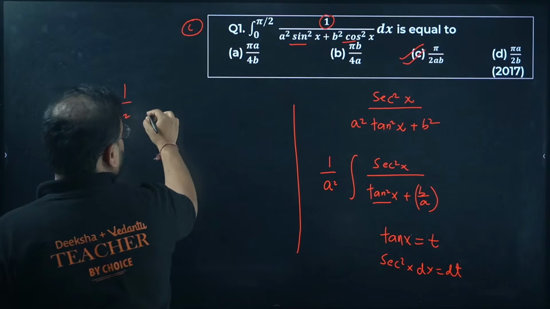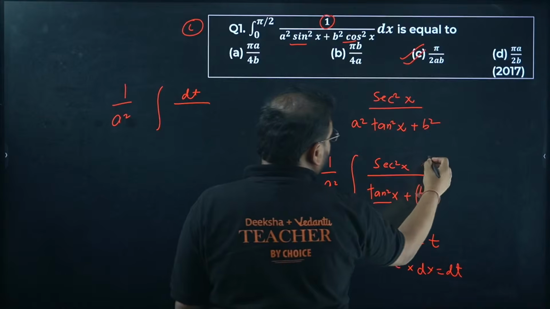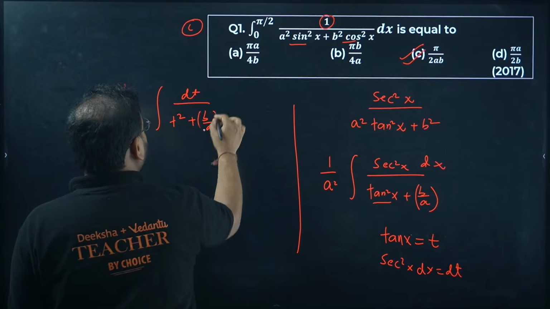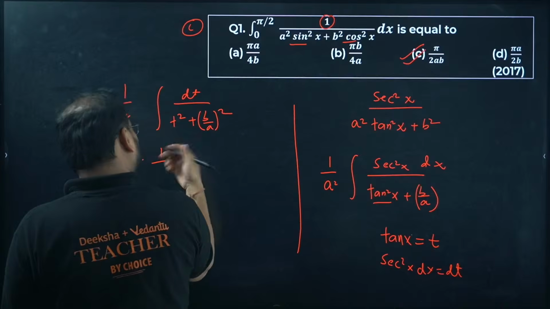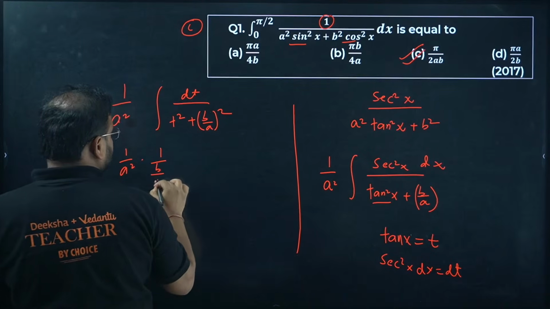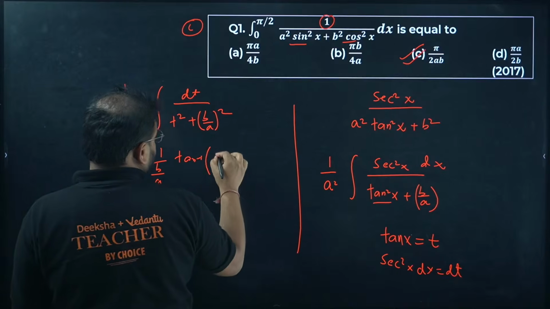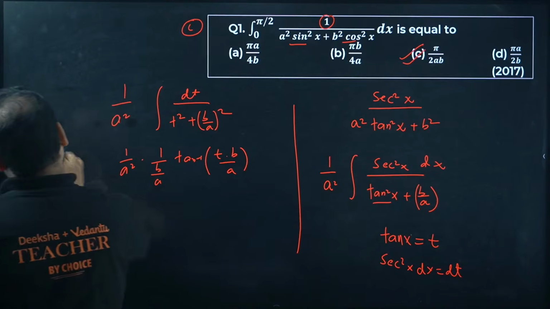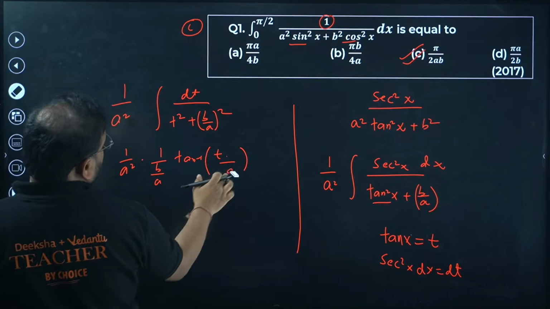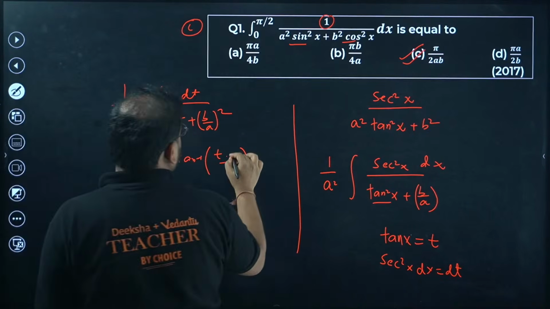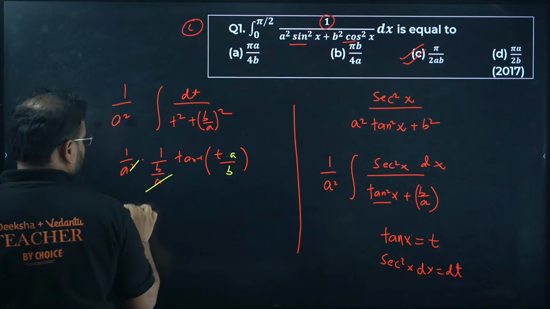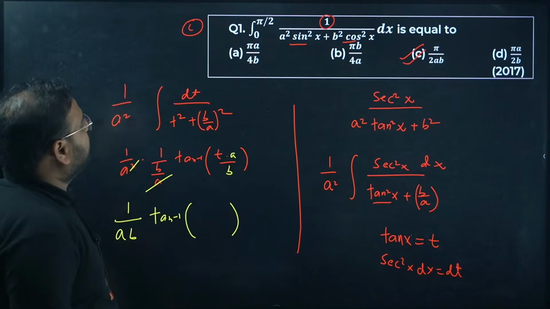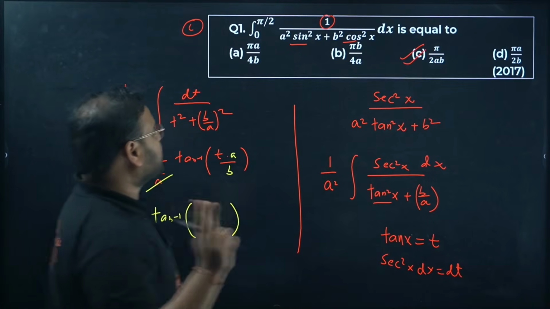This is 1 by a square, integration of dt upon t square plus b by a the whole square, with dx over here. The answer is very simple, 1 upon the whole constant over here. So b by a tan inverse of tb by a, right? Sorry, ta by b, my bad. You're going to divide this by this, right? A will go up, B. So this A cancels. We have 1 by AB, and tan inverse of course we have. So you can see AB is present in only one option, which is option number C.